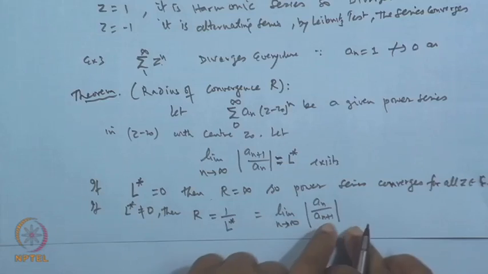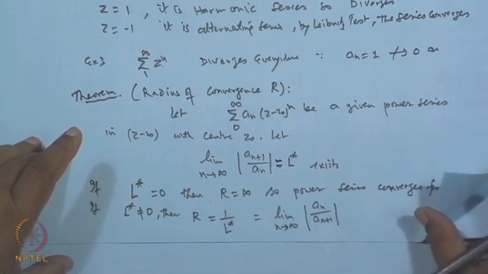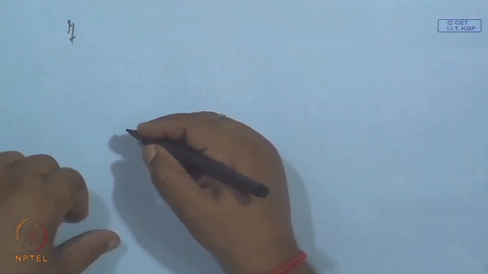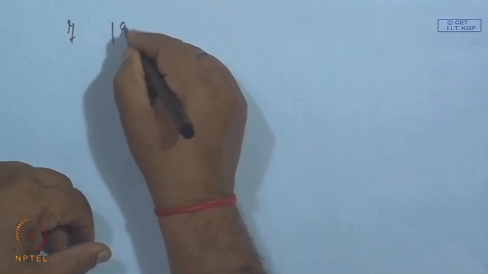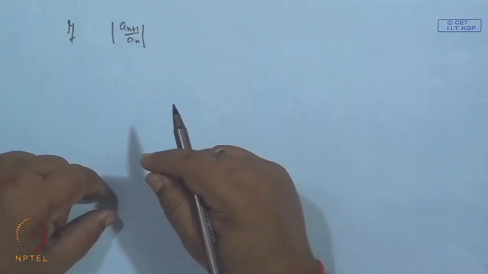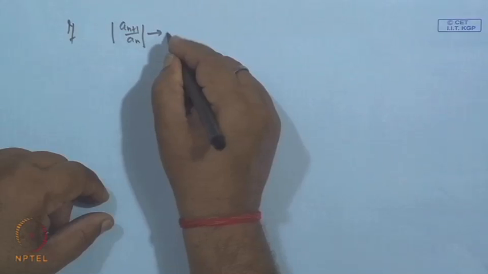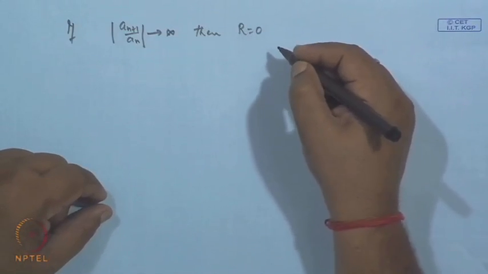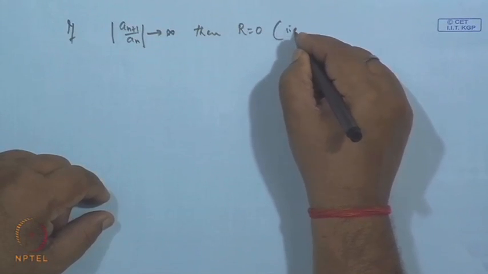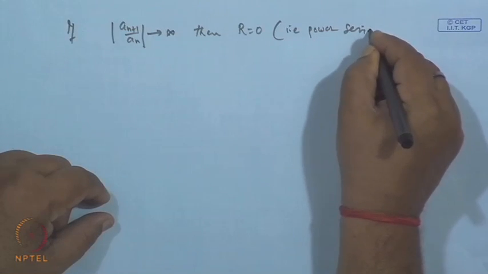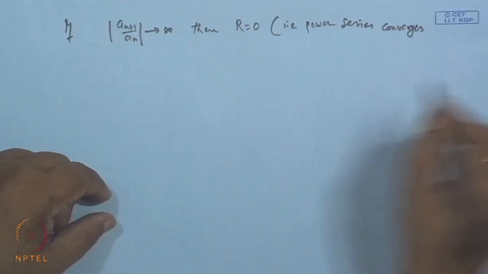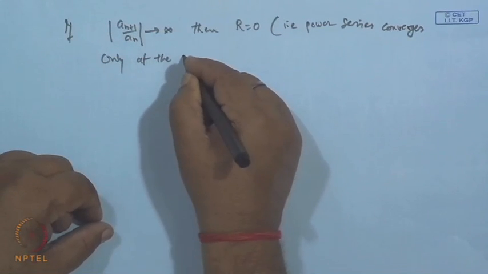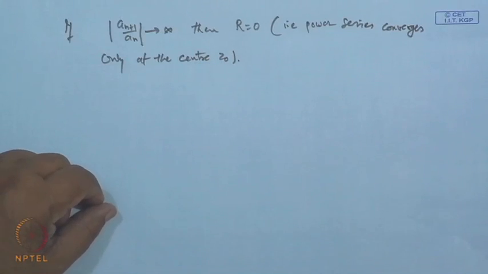Now, the third case: if mod of a n plus 1 over a n tends to infinity, then the radius of convergence R will be 0. That is, the power series converges only at the center z naught.